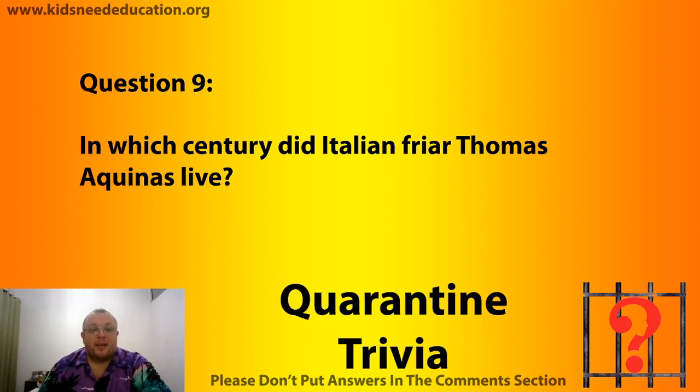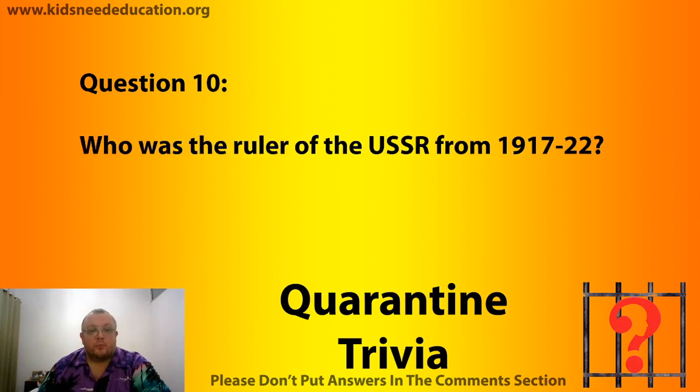And question number 10. Who was the ruler of the USSR from 1917 to 1922? Remember, the USSR is the Union of Soviet Socialist Republics, or used to be. No longer there.